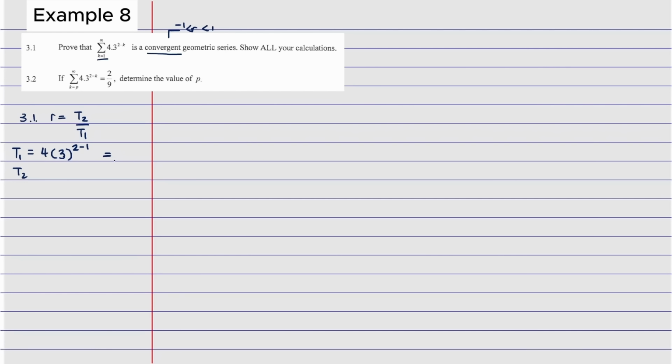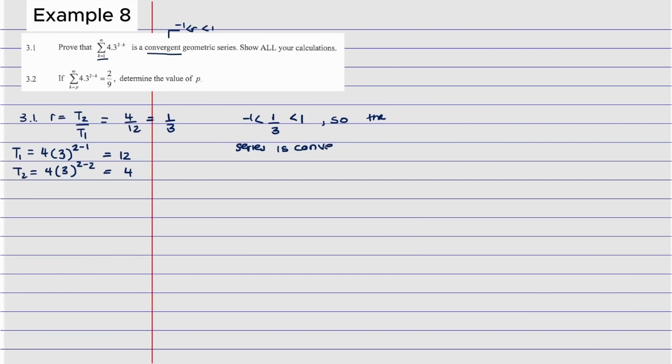Punch that into the calculator and you're going to find that it's 12 here. Then here is going to be 4, open bracket, 3 to the power 2 minus 2. You're going to get your answer as 4 when you punch that into the calculator. So your r is going to be equal to 4 divided by 12, which is 1 over 3. Therefore, 1 over 3 is between negative 1 and 1, so the series is convergent.